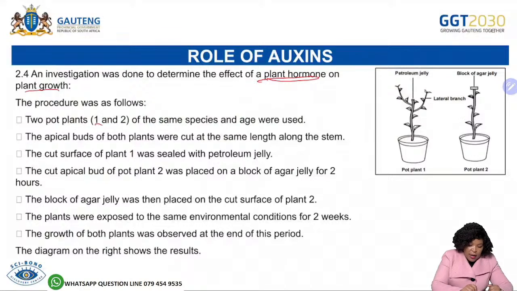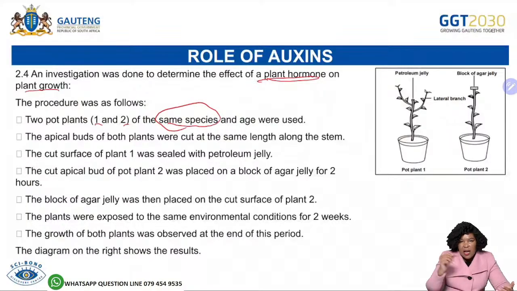Two pot plants, 1 and 2, of the same species, very important also, because you need this to answer some of the questions in your investigation, and age were used. So you have the same species and age were used. The apical buds of both plants were cut at the same length along the stem. So when you look here, you see this is your stem in your pot plant 1. The apical bud was cut. And also in pot plant 2, the apical bud was cut.